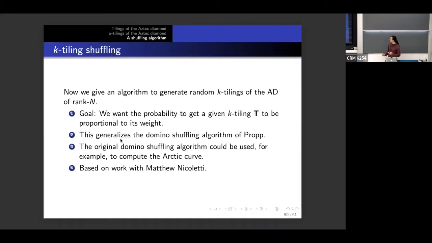And for example, they used it to compute the Arctic curve of the domino tilings. So the hope is maybe in our shuffling algorithm, we could use it to prove some stuff, but we haven't really been successful yet. And this is based on work with Matthew Nicoletti. So let me just walk through how the algorithm goes.